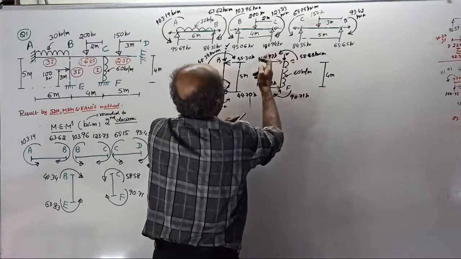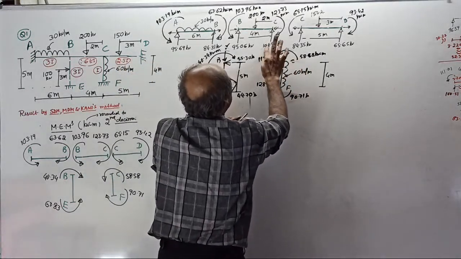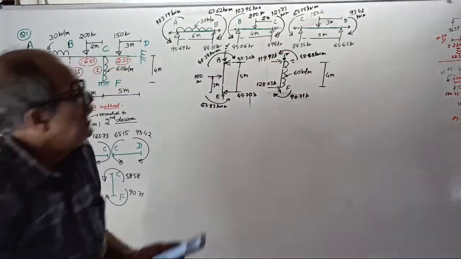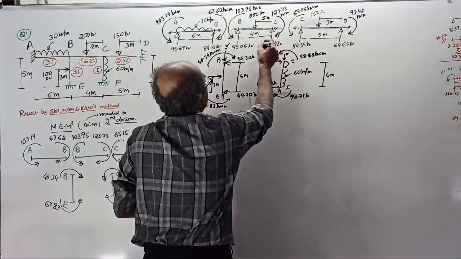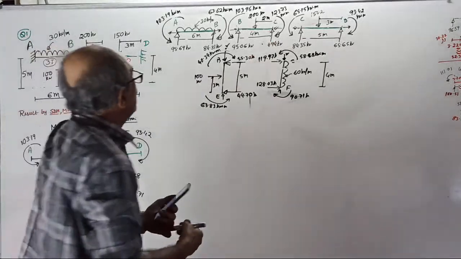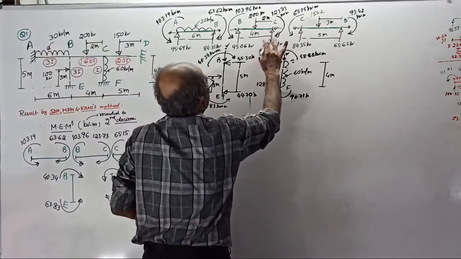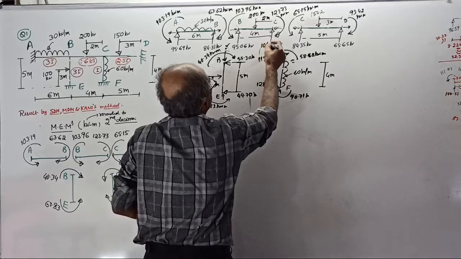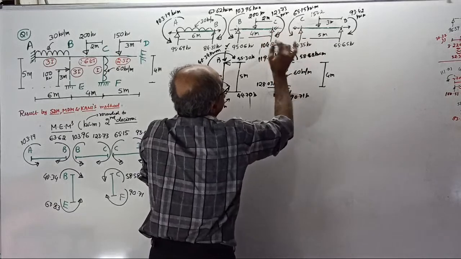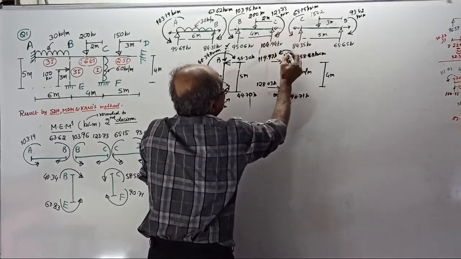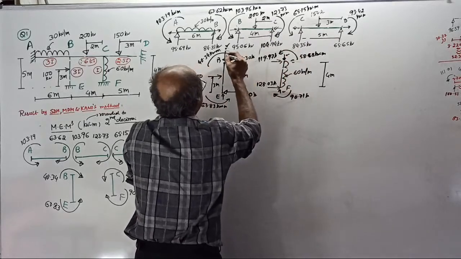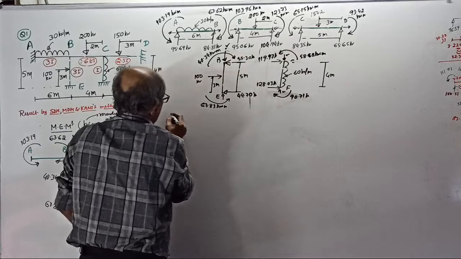Same way here, 104.94, because of the ink spreading. So this reaction is 104.94 plus 84.35. Add those two, reverse it, enter here. You agreed, enter here, enter here, enter here. It is not required for SFD BMD.